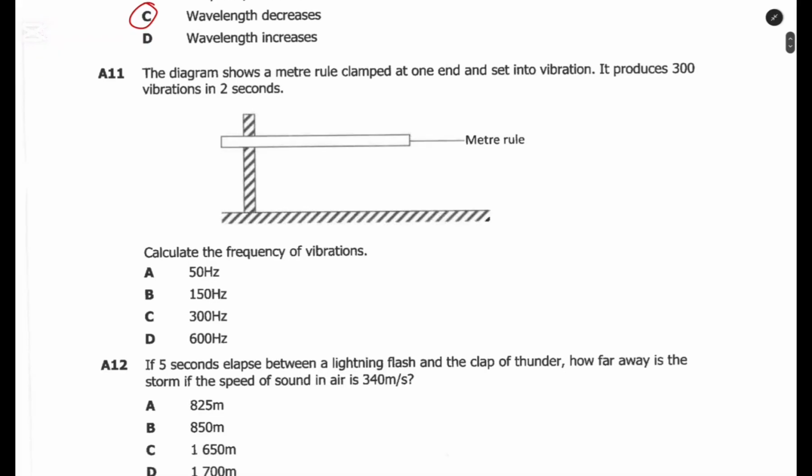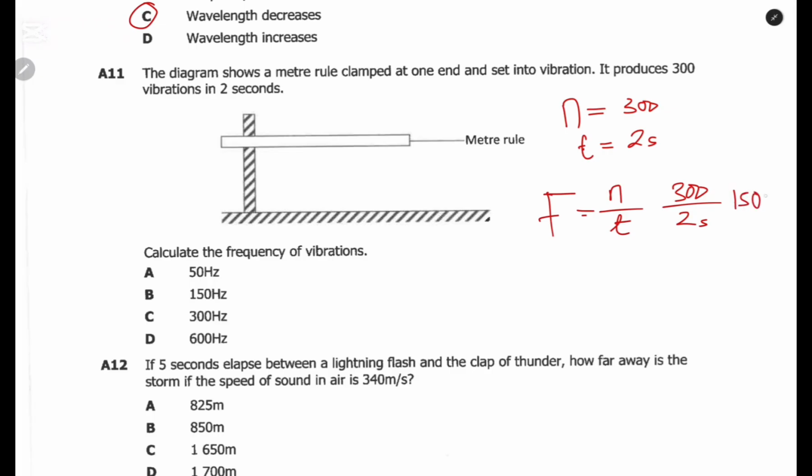Question 11, the diagram shows a meter rule clamped at one end and set into vibration. It produces 300 vibrations in 2 seconds. Calculate the frequency. The number of complete vibrations is 300, as indicated here, and the time taken is 2 seconds. To calculate the frequency, we use the formula: frequency is the number of complete vibrations per unit time. So number of complete vibrations divided by time, 300 vibrations divided by 2 seconds. We are going to have 150, measured in hertz. So 150 hertz, and therefore the answer here is B.